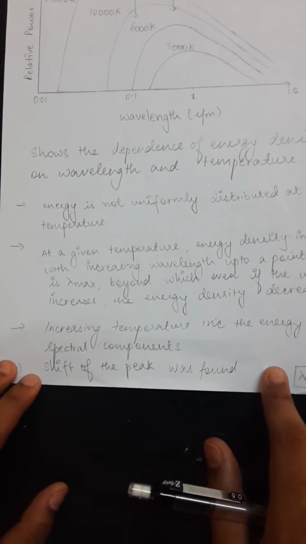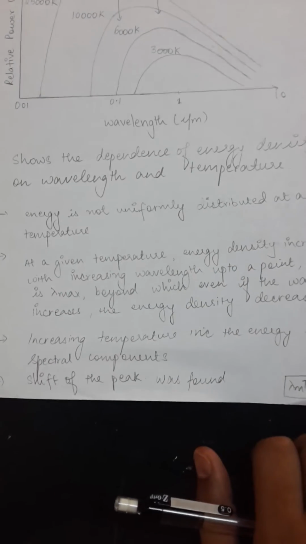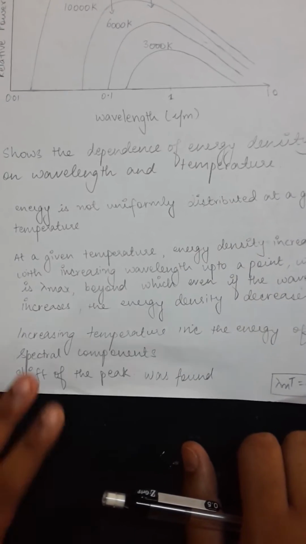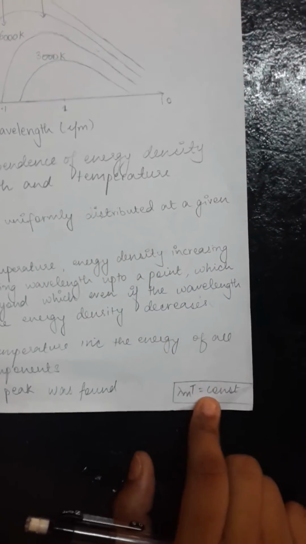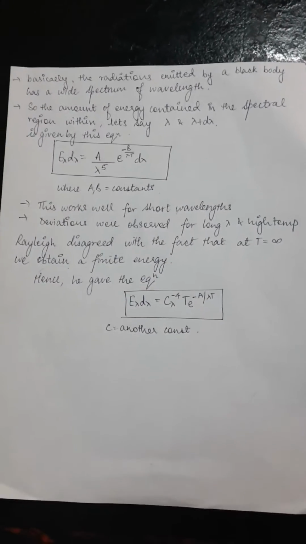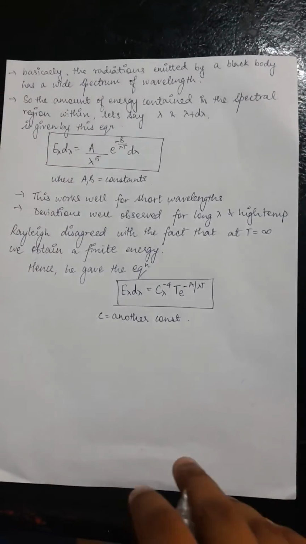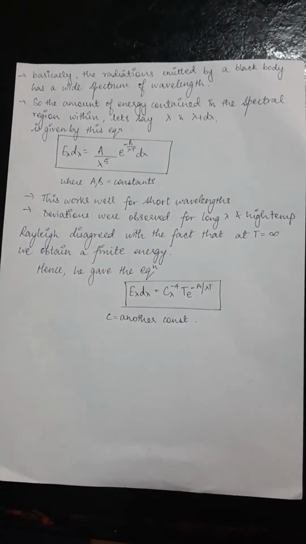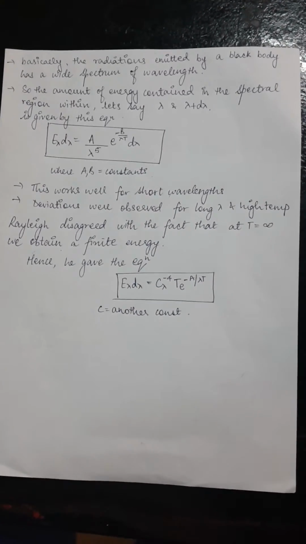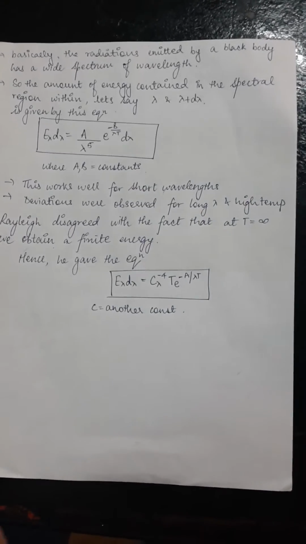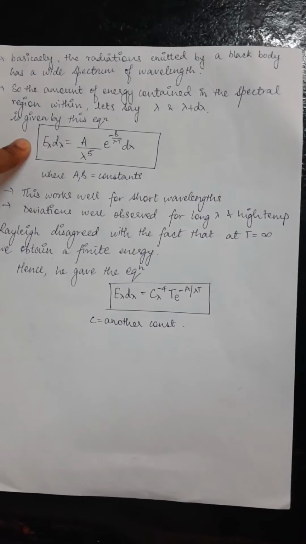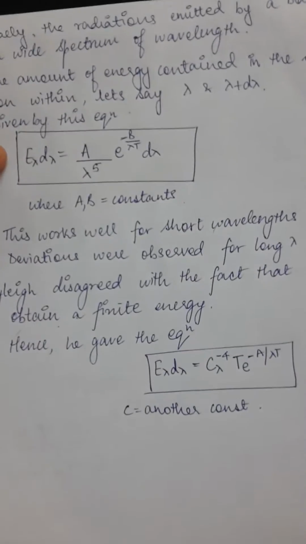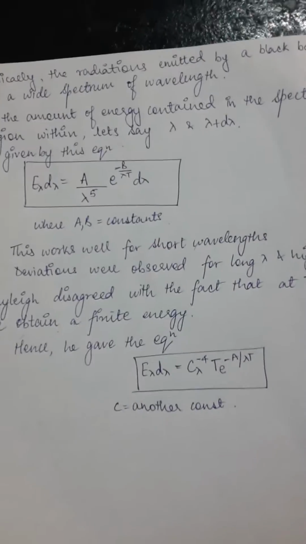The shift of the peak was found to obey an empirical relation given by Wien, which is called Wien's displacement law, which states that lambda max times temperature is always constant. Basically, the radiations emitted by a black body have a wide spectrum of wavelengths according to the graph shown before. So the amount of energy contained in a spectral region within, let's say, lambda to lambda plus d lambda is given by this equation. This was proposed by Wien, where A and B are the respective constants.